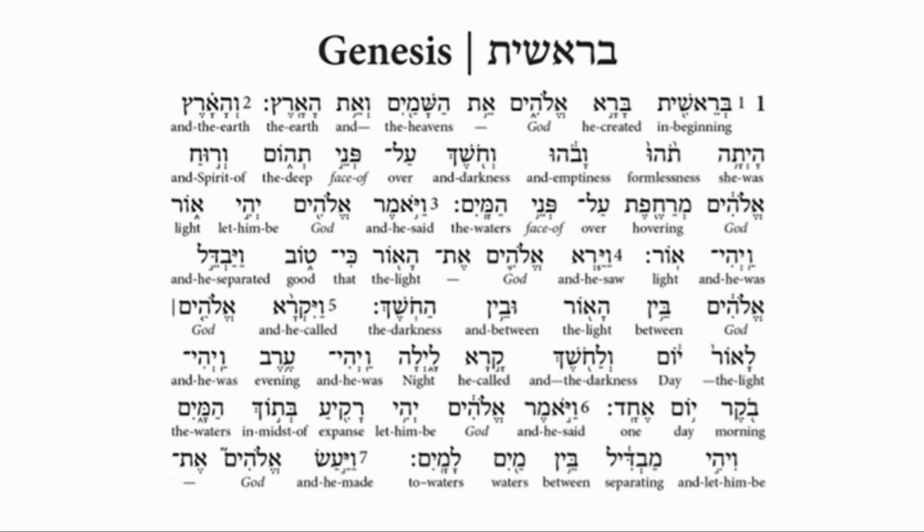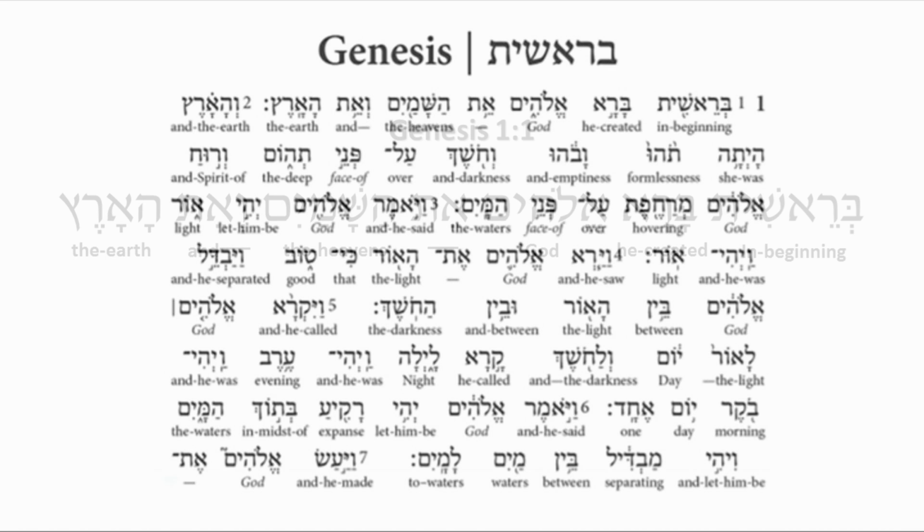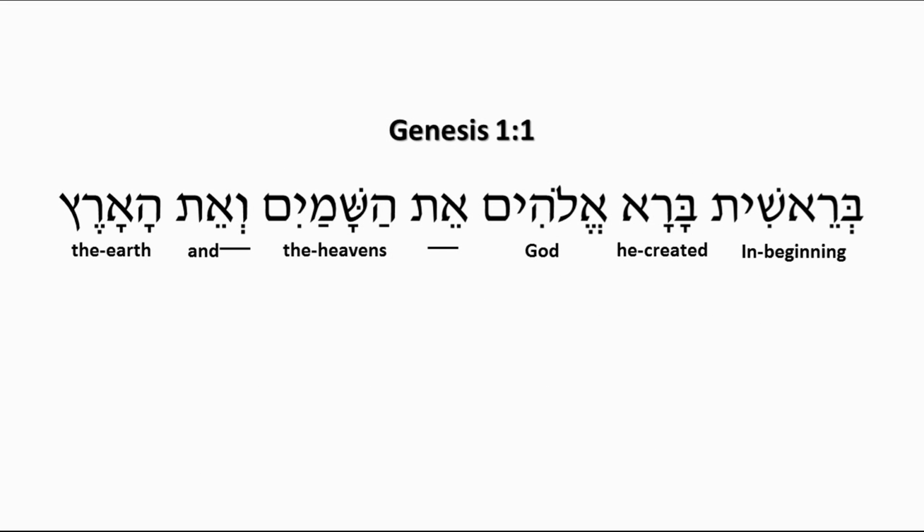This is a Hebrew-English interlinear showing Genesis chapter 1 verses 1 through 7. As this may be your first exposure to the Hebrew text, I should take a moment here to explain a few things. First, Hebrew is read from right to left. The text begins here and then is read in this direction.